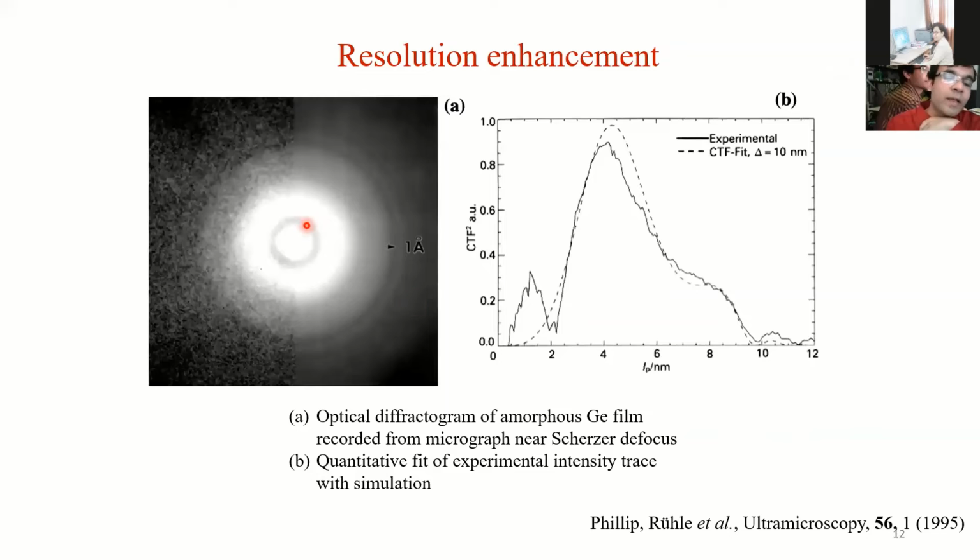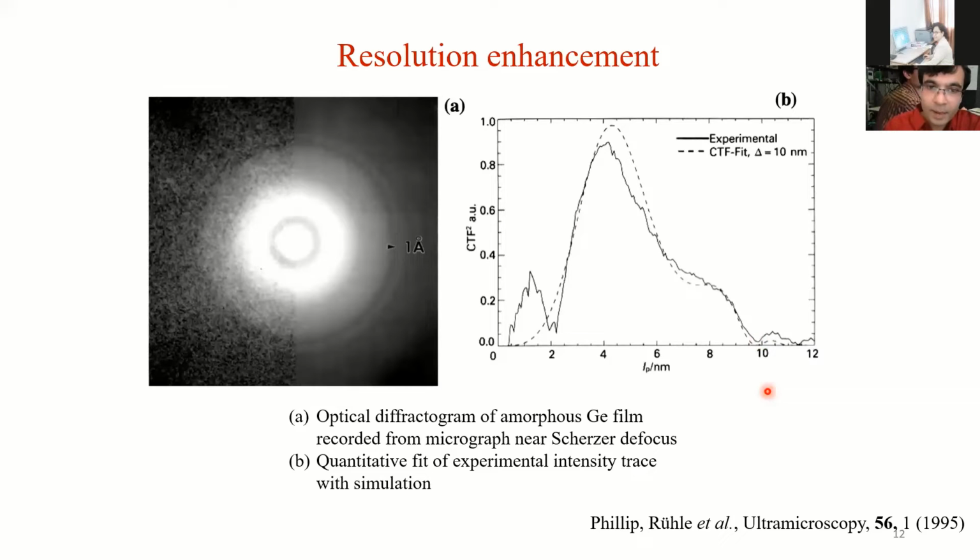Here you can see the optical diffractogram of amorphous germanium, and this diffractogram is recorded at Scherzer defocus. You can see that we have just achieved 1 angstrom resolution. This is the contrast transfer function of the experimental result, and this is the simulation. Here is your first zero at nearly 10 per nanometer, and you just got 1 angstrom resolution.